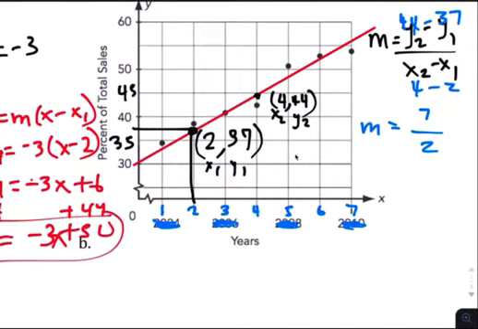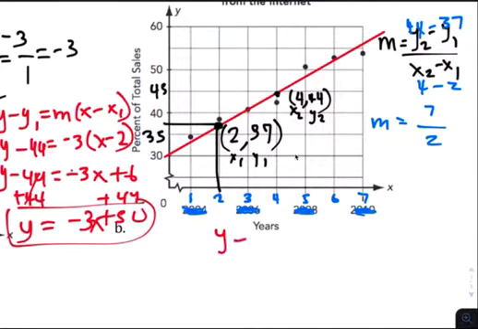I'm going to leave it like that. I'm not going to make it 3.5. You can use 3.5 if you want, but this is two whole numbers. I don't have to. Most of the time it's best to use the fraction.